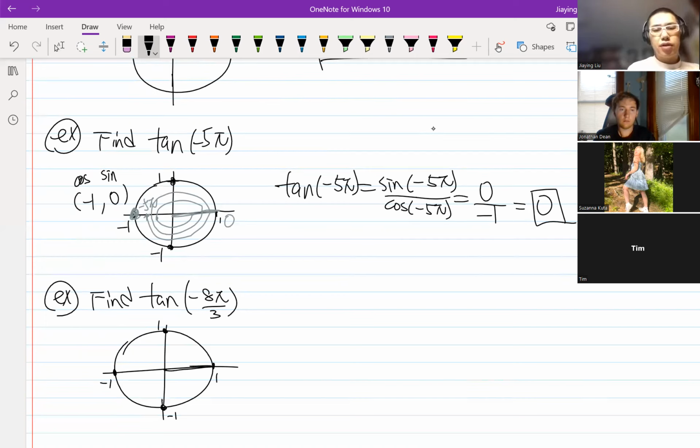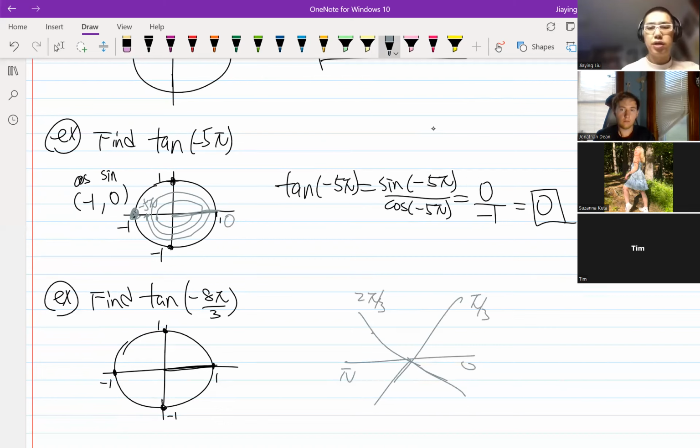So we're going to start here, and we're going to go through the multiples of pi over 3. Remember, this is 0, this is pi over 3, 2 pi over 3, and so on. If we go clockwise, this is negative pi over 3, negative 2 pi over 3, negative pi. Okay, so I got negative 8 pi over 3.